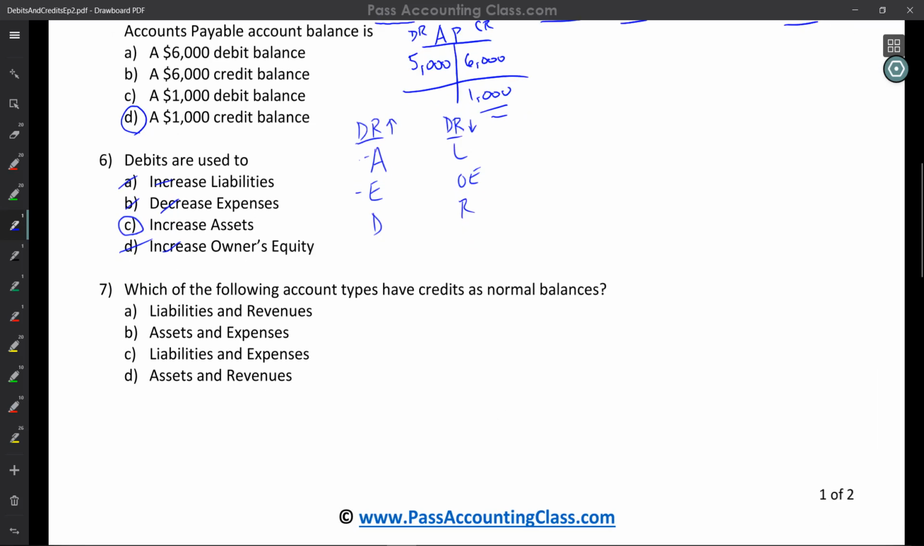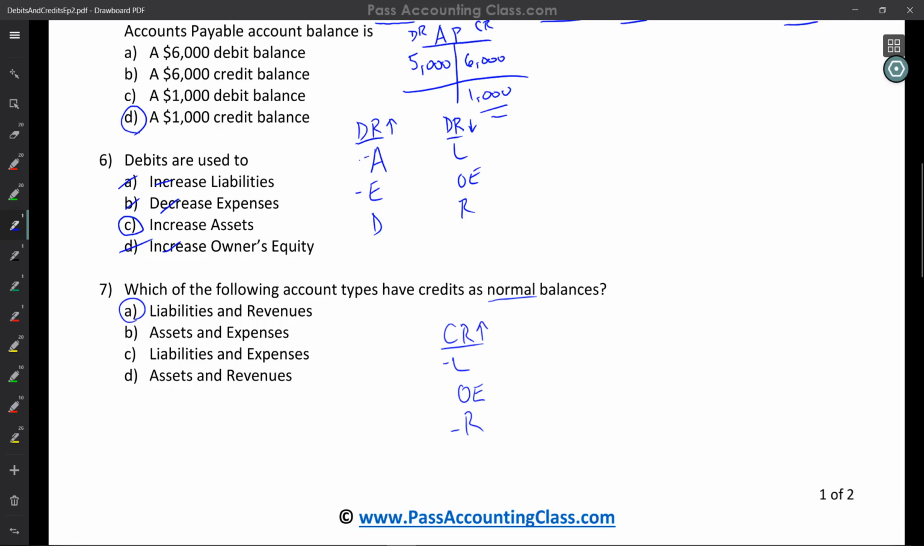For the next question, it states, which of the following account types have credits as normal balances? And I'm going to go ahead and draw out the credit side of the list. So my credits are going to increase, and that's what the normal balance means, when I have a liability, an owner's equity account, or a revenue account. So that's my credit, that's going to increase, and that's what the normal balance is. So I've got liabilities and revenues, so it's answer A.